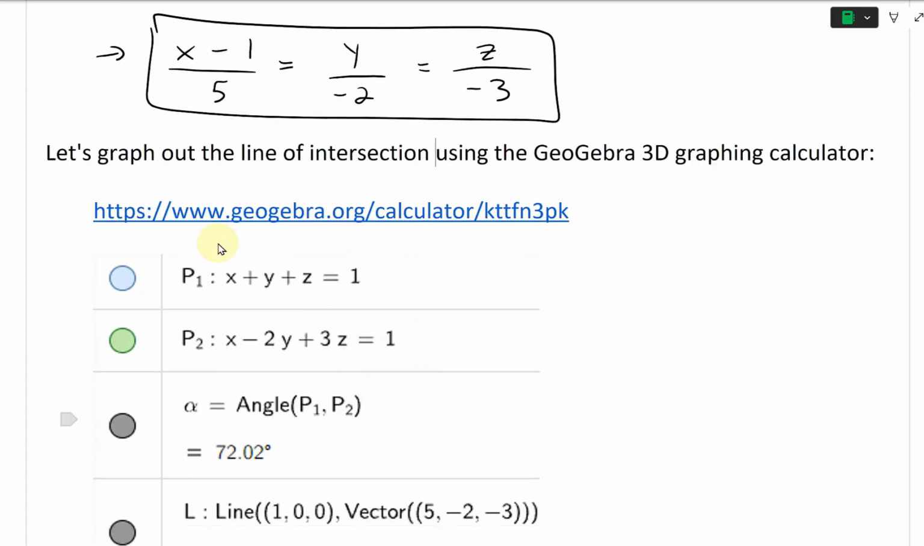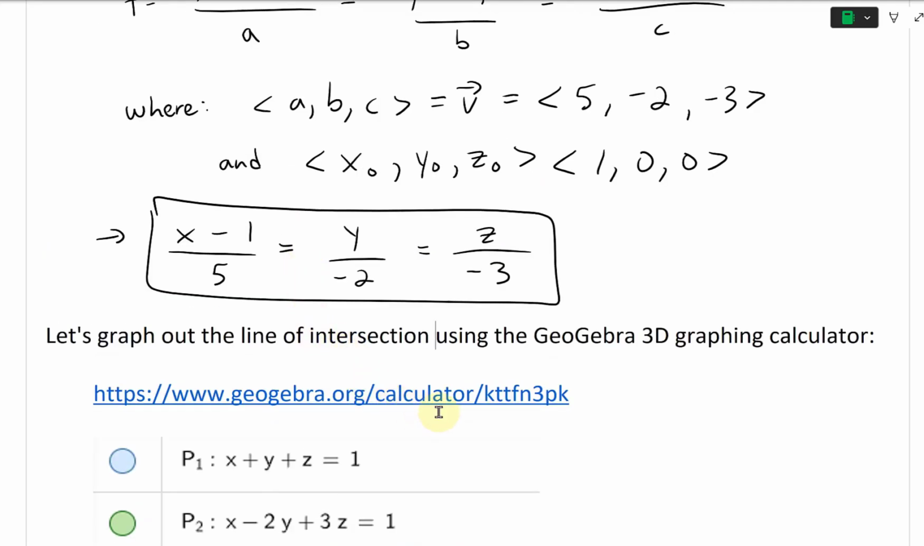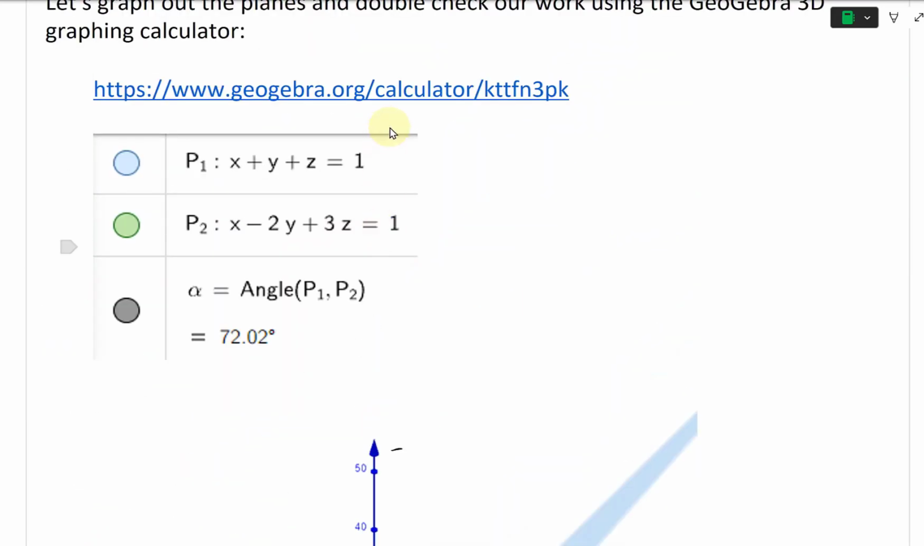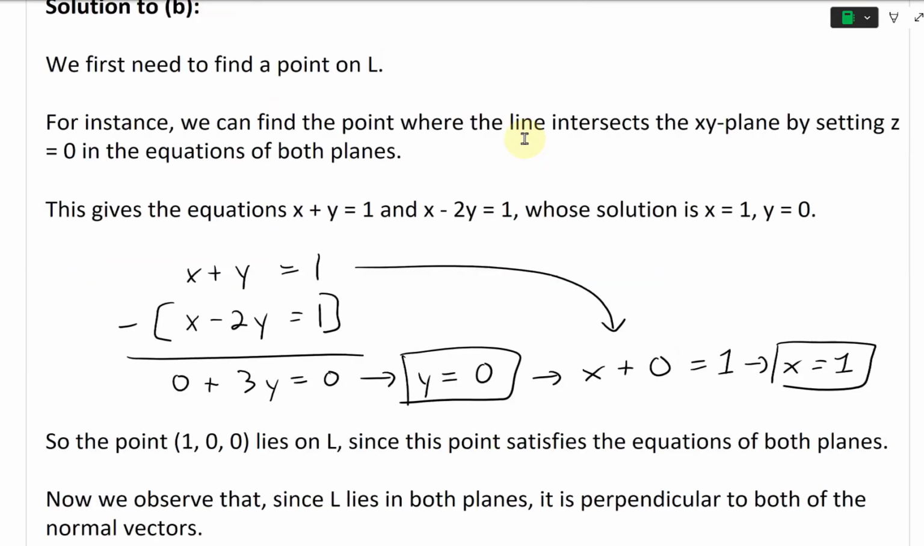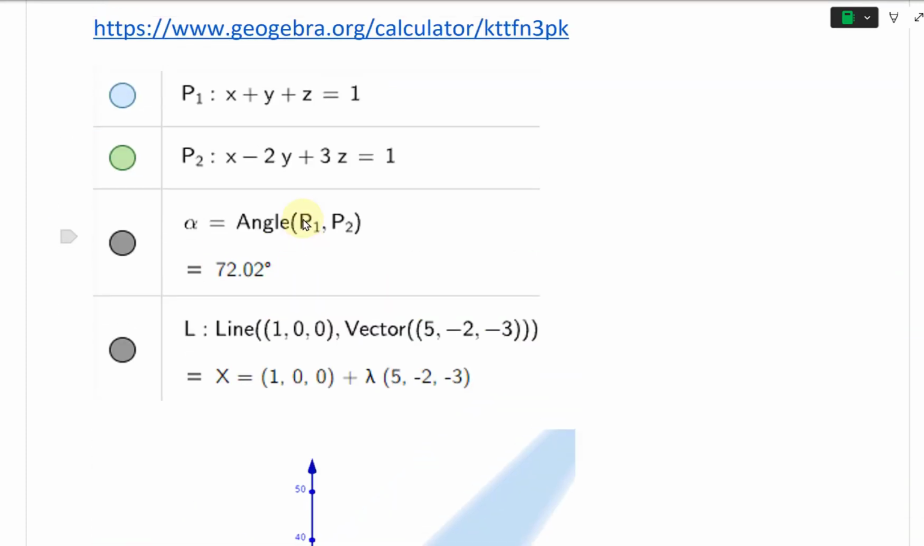Let's just graph this out. So let's graph out the line of intersection using, again, the amazing GeoGebra 3D graphing calculator. So there's a link to it, and I'm just using the same link as above. It's the same equation, just with more terms added, just to add the line of intersection.